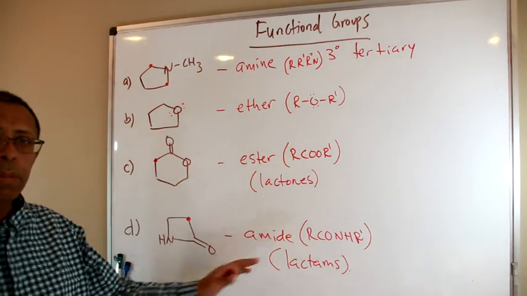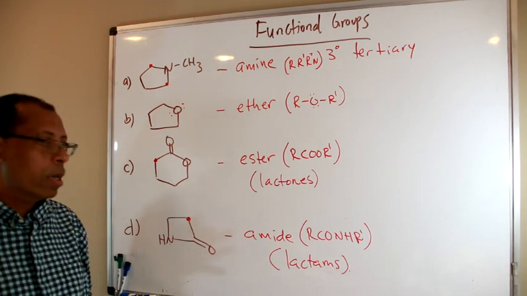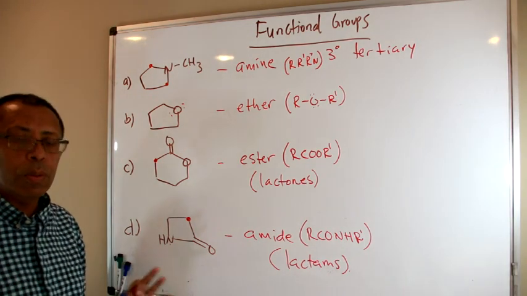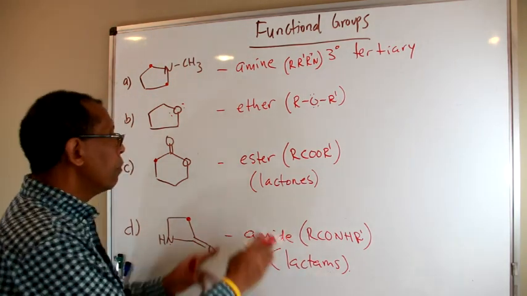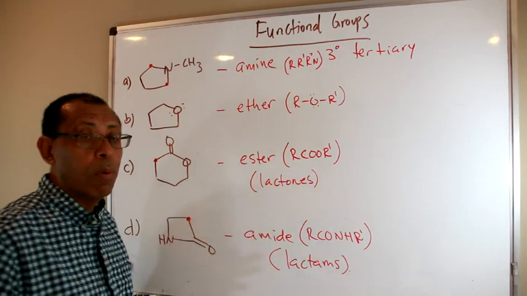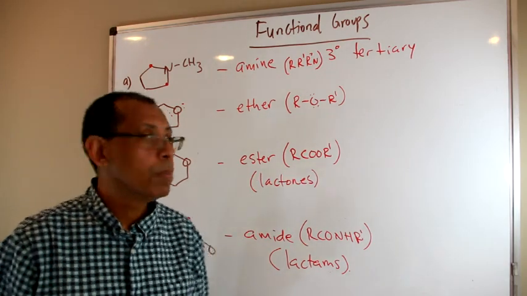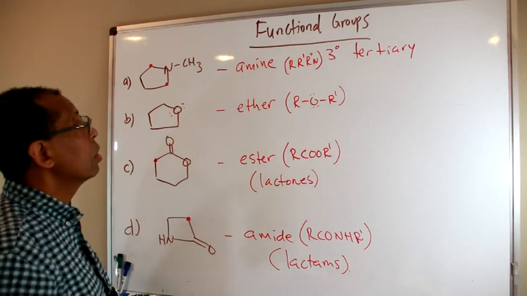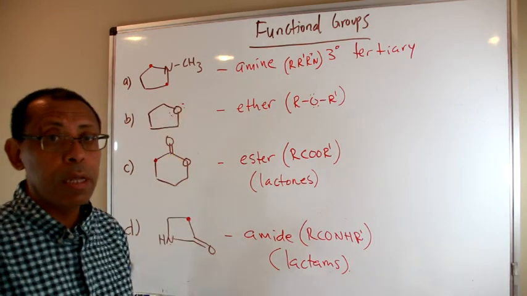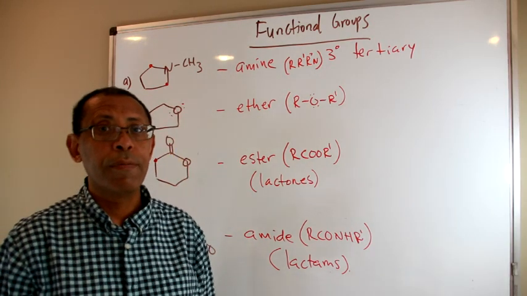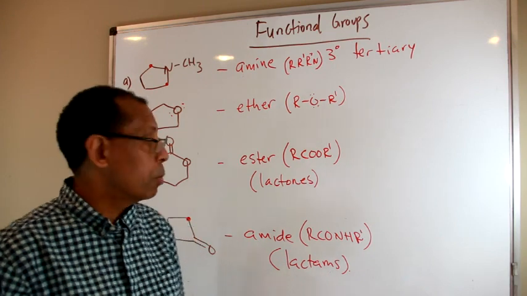They are amides, but special amides where they are in a cyclic form. So these are called lactams. For esters, the cyclic forms are called lactones. So this is just a general review of some of the cyclic compounds that have heterofunctional groups in them.